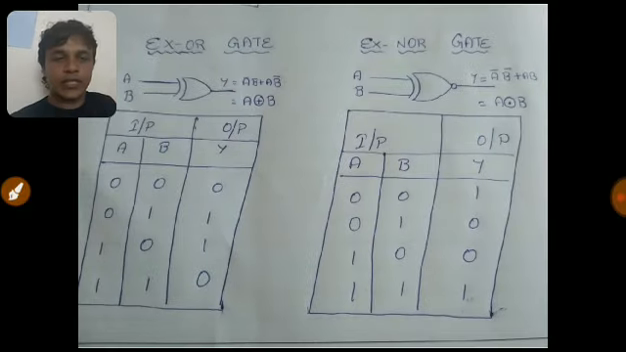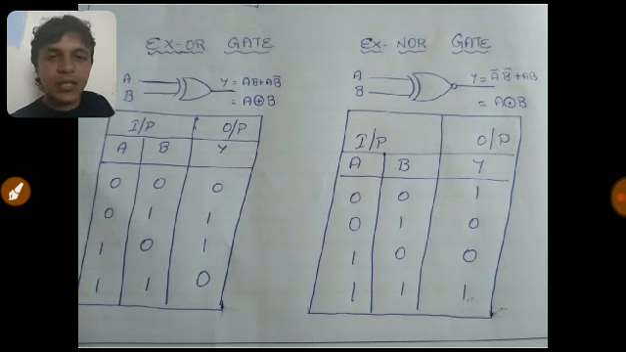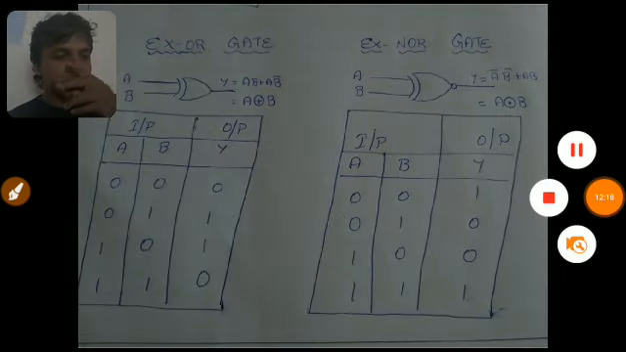Out of all these gates, we call the NAND gate and the NOR gate universal gates. The reason is we can design all the other gates using the NAND gate. Similarly, we can design all the other gates using the NOR gate. So we can design an entire combinational circuit using only NAND gates, or using only NOR gates. That is why we call the NAND gate and the NOR gate universal gates. With this, I am concluding this video.